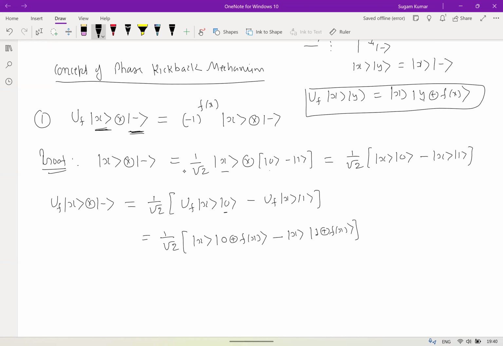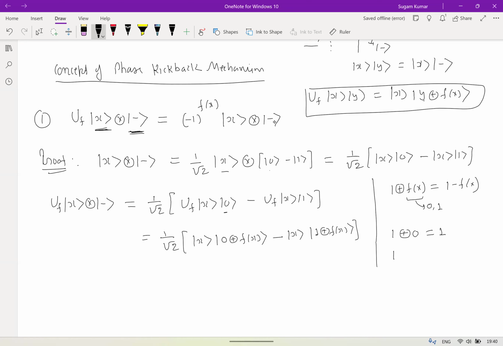Now see, this function, 1 modulus 2 addition fx, what will it be? Now I can directly write this as 1 minus fx. Why am I saying this? Because fx can take two values only. It can be either 0 or 1. Now see, if I take 1 modulus 2 addition 0, what should I get? 1, correct?